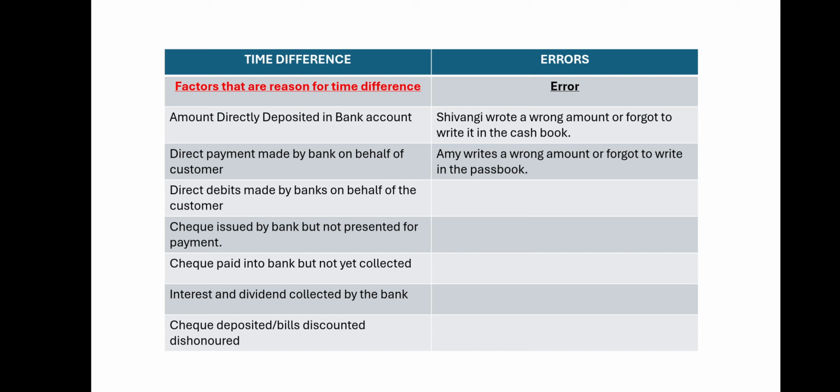So we have a list of factors which can create a big difference between the cash book bank balance and the passbook bank balance. We see that there are 7 time differences that are reasons for differences, and we also see that there are some errors as well. Talking about errors, an error can be from Shivangi's side: she wrote a wrong amount in her cash book, or she forgot to write an amount in the cash book. An error can be from Amy's side as well: she wrote a wrong amount in the passbook, or she forgot to write any amount in the passbook.